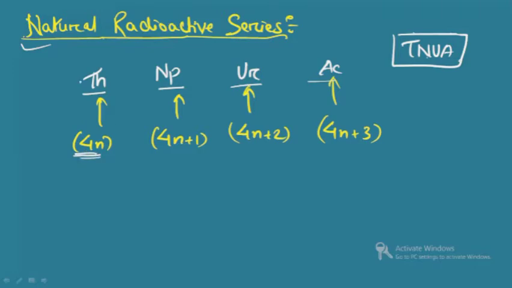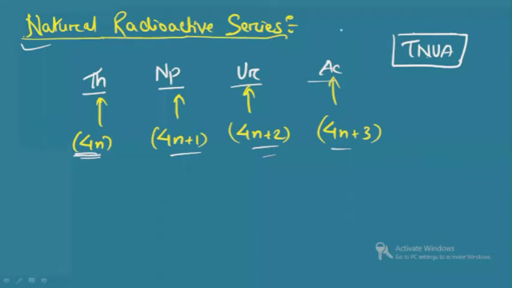So here 4n is the mass number for what? Thorium. 4n plus 1 is for neptunium. For uranium, it's 4n plus 2. For actinium, it is 4n plus 3. All right, we will not go into the details. We will just see what type of problems we can get related to the natural radioactive series.